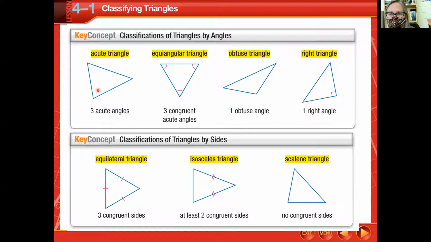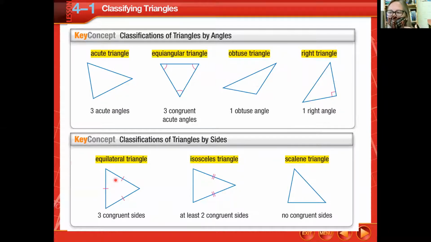An acute triangle has 3 acute angles. This is pronounced equiangular. An equiangular triangle has 3 congruent acute angles, and yep, they're all 60 degrees, because if they all add up to 180 and they're all equal, 180 divided by 3 is 60 degrees. If you have a right triangle, one of the angles is a 90-degree angle, and the other 2 angles are acute. The side opposite a 90-degree angle is called the hypotenuse, and those are the legs. These words describe a triangle by the measure of its angles.